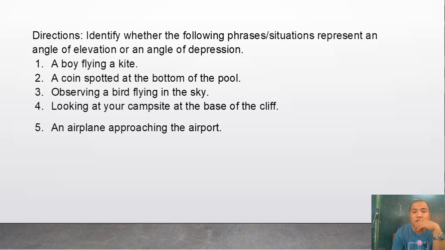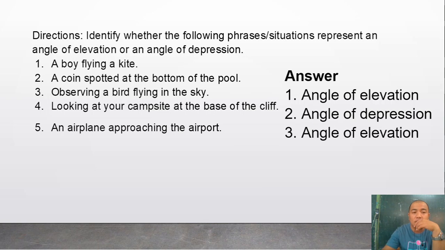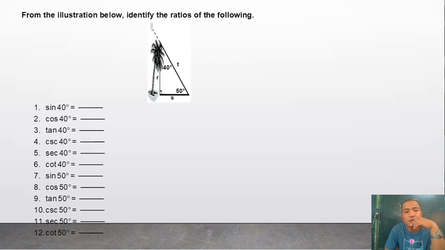Identify whether the following phrases or situations represent an angle of elevation or angle of depression. Number one, a boy flying a kite. Angle of elevation, because the kite is above. Number two, a coin spotted at the bottom of the pool. Angle of depression. Number three, observing a bird flying in the sky. Angle of elevation. Number four, looking at your campsite at the base of the cliff. Angle of depression. Number five, an airplane approaching the airport. Angle of depression.